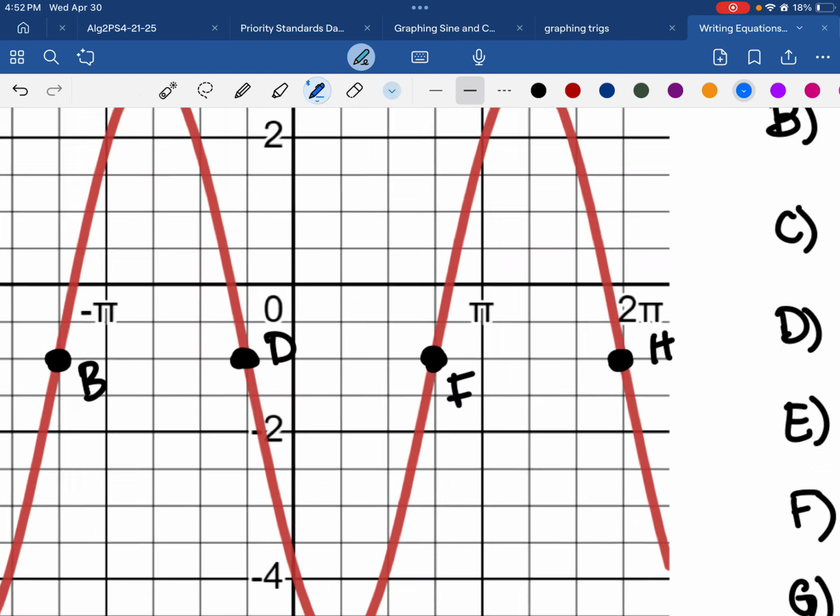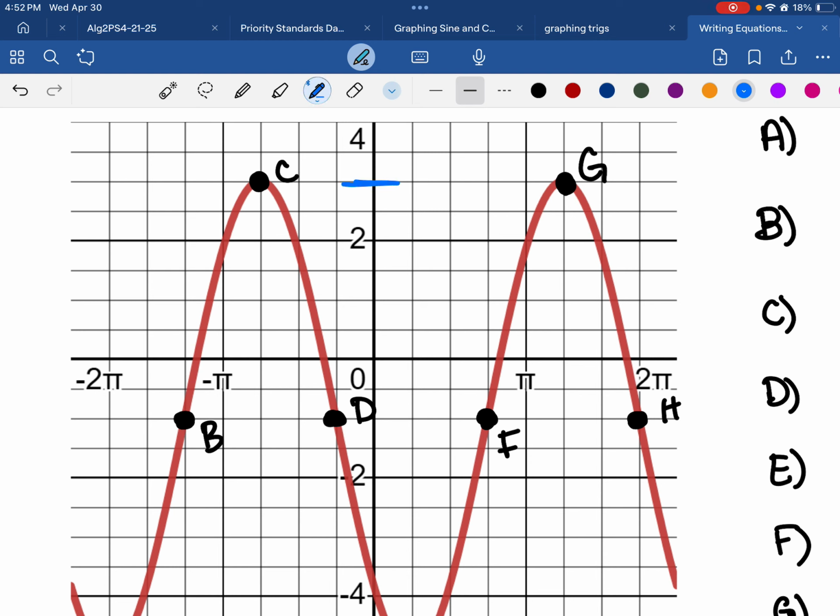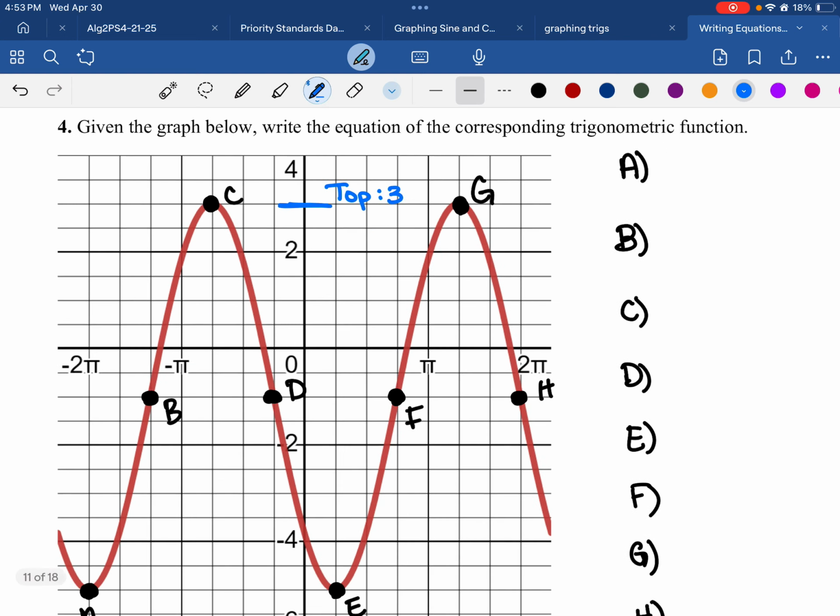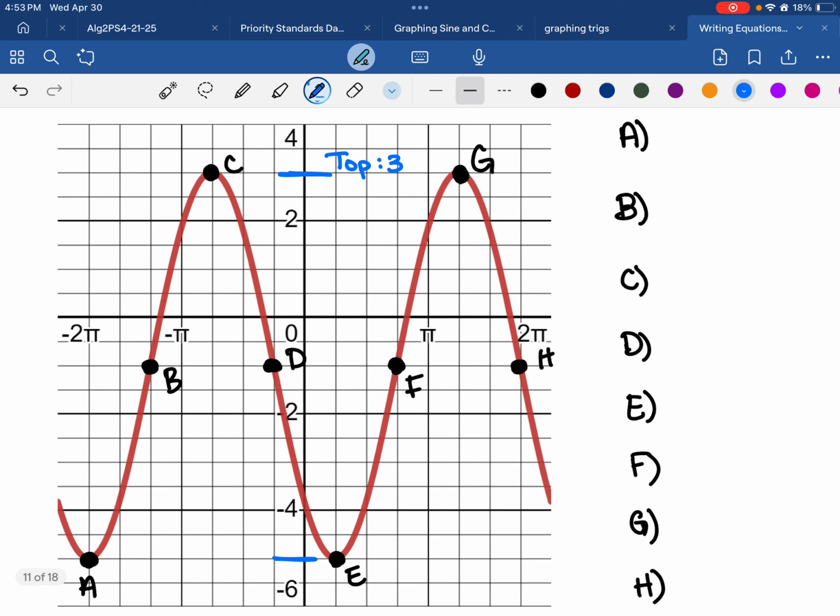The first thing I'm going to do is look at the highest point. My highest point is the top of my graph, which is 3. And if I go all the way down to the very bottom, it's at -5. The distance that you travel from here would be a certain value. If you want to find the average of it, you would find the midline. You could do a few things. You could count. You could do a lot of different stuff.